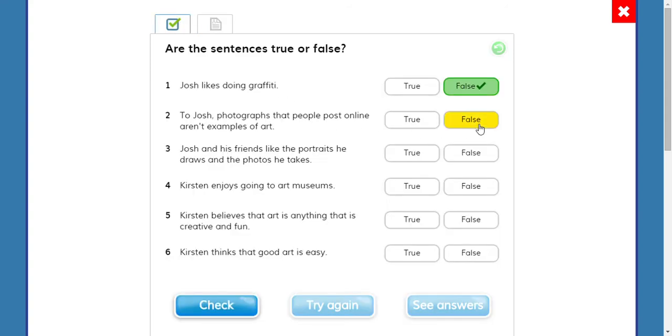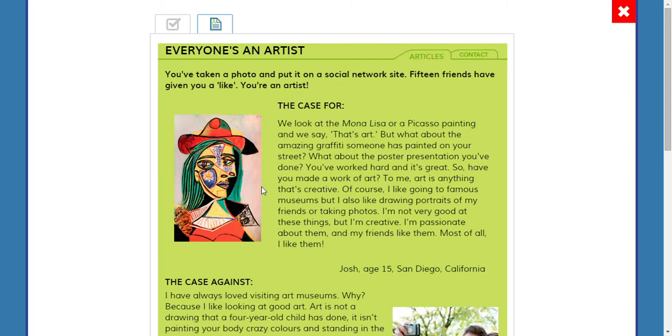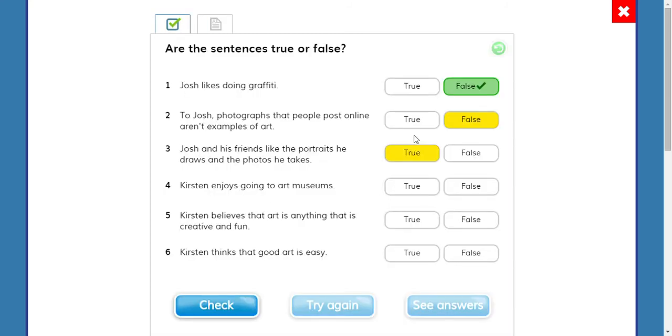Josh and his friends like the portraits he draws and the photos he takes. Portraits. I also like drawing portraits and my friends are taking photos. I'm not very good at it, but I'm creative and passionate about it. True? Okay, let's write true.